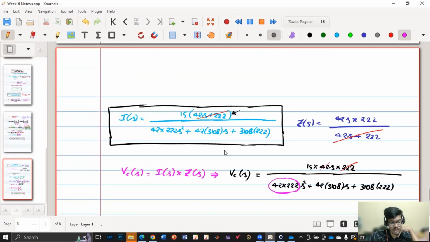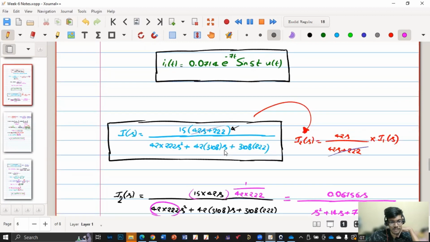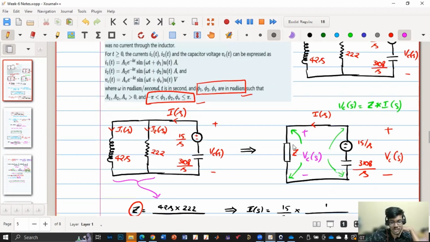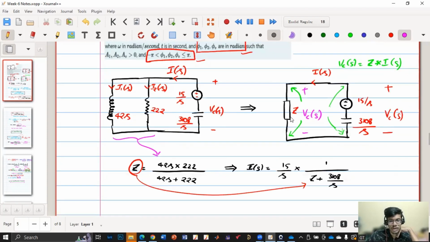Similarly, for V of t, we have seen that Vc of t is this entire voltage, which is also the voltage across these two things or any individual thing. So Vc of t is 222 into I2 of s, or 42s into I1 of s, or I of s into z. Any one of the ways you can follow. There are three different paths. You can choose any one of them.